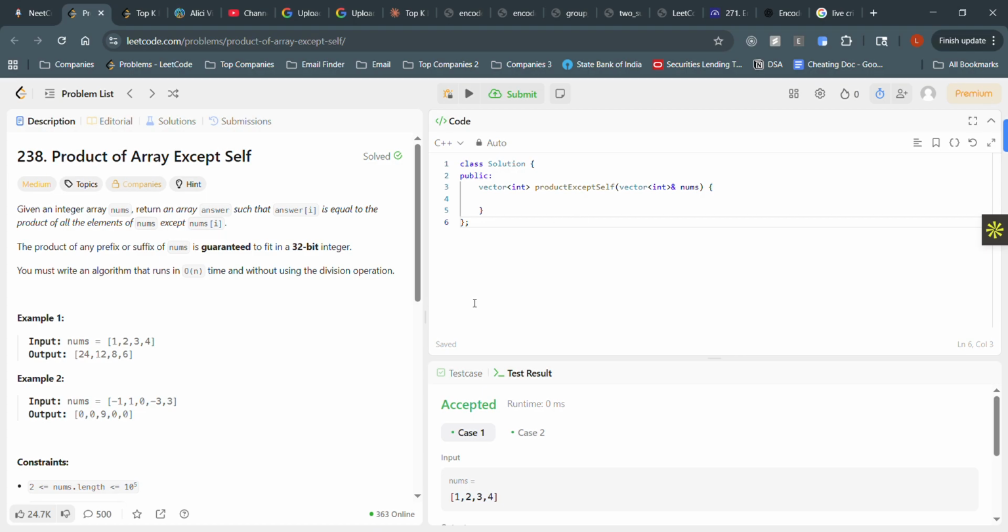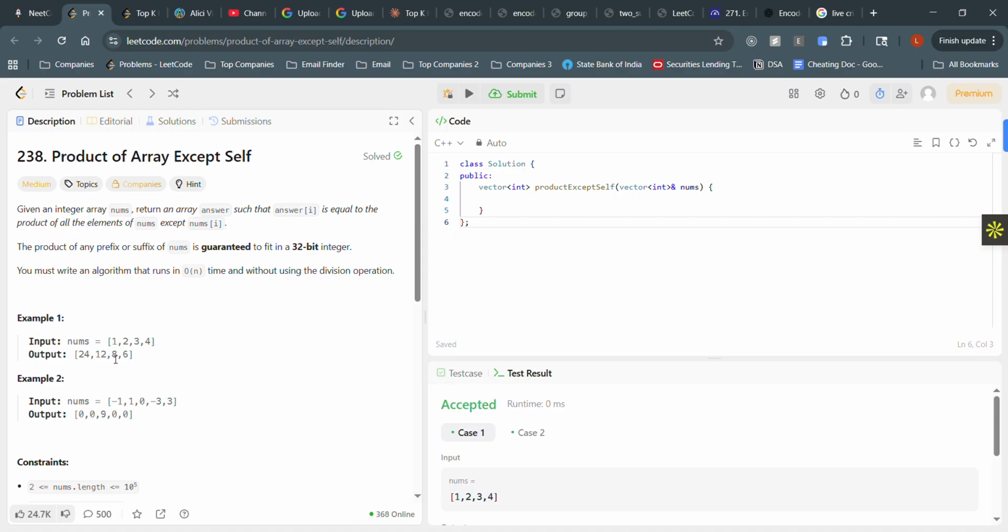So let's start with another question, which is product of array except self. You can read the question. It basically means that we need to make a result in which every element of that array is multiplied except for the element itself. In this example it's 24, because 2 times 3 times 4 is 24, and accordingly for every element.